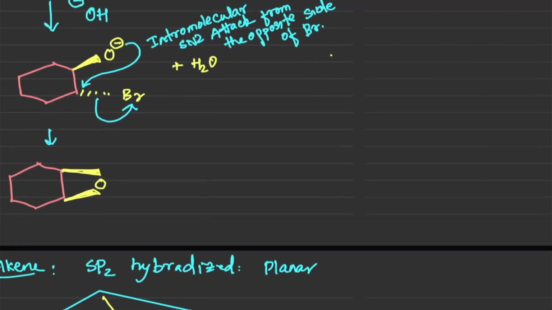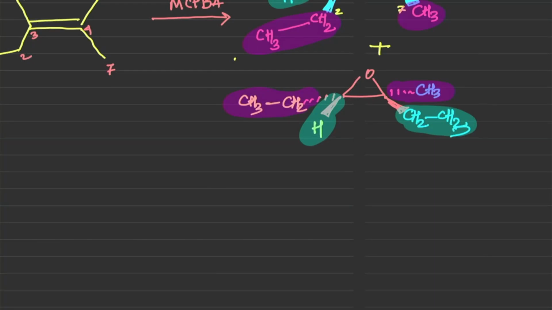Okay, so there are a couple of different ways. You can make epoxides either with MCPBA or using halohydrin as well. And you can draw the stereochemistry. All right, so in the next video, we will talk about reactions of epoxides, which is ring opening. All right, let's stop here.